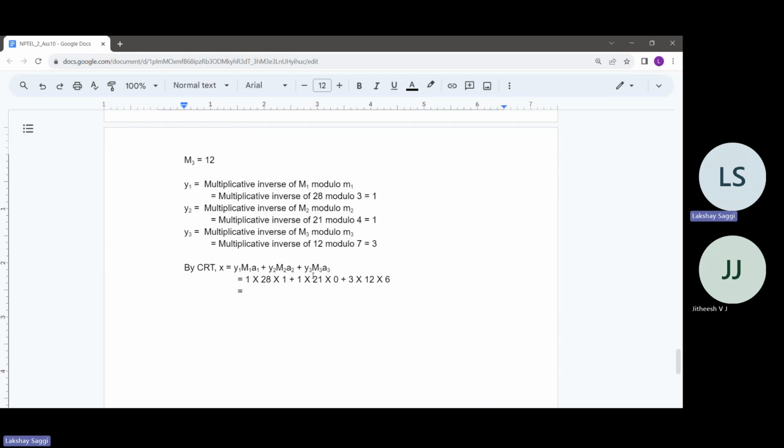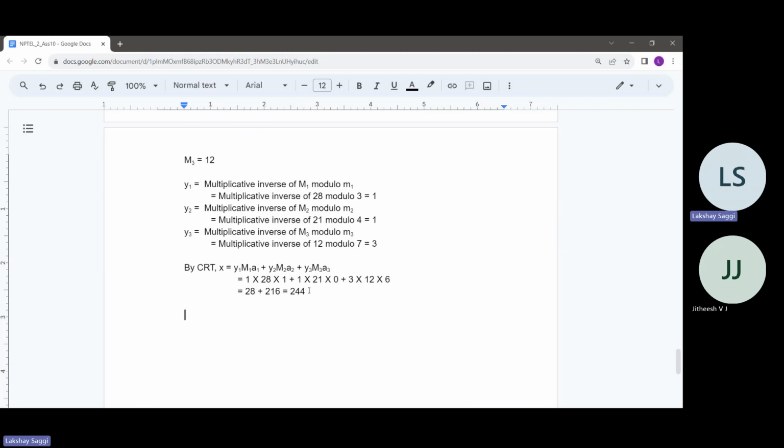So this will be something like 28 plus this term will be 0, and this term will be 12 times 3 times 6. So it will be 12 times 18, and 12 times 18 is 180 and 36, which is 216. So this is 216, and 216 plus 28 is 244. So note that we obtain one such x equal to 244.